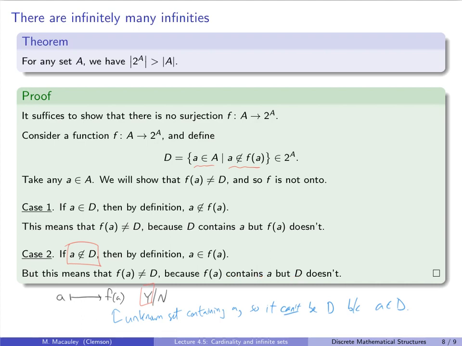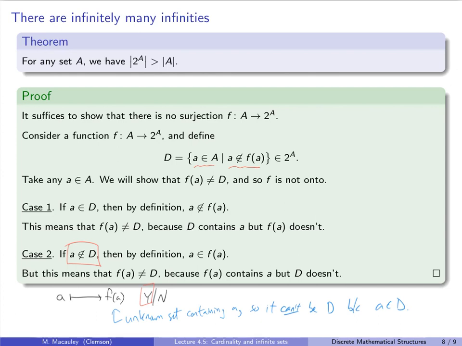So we have defined a set D and shown that no matter what we pick for our input, f of A cannot be equal to D. Therefore, there is no surjection and certainly not a bijection from a set to its power set. And that completes the proof.